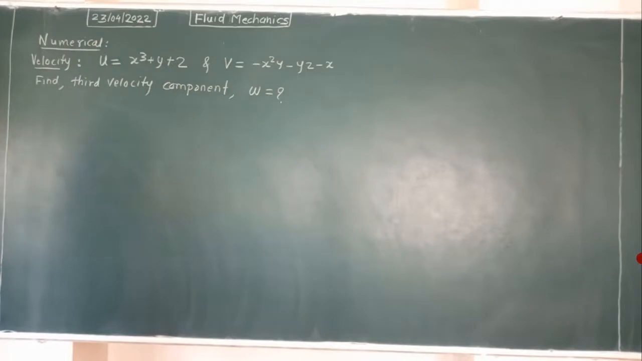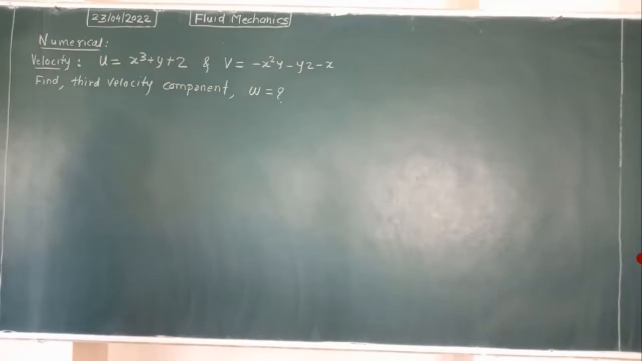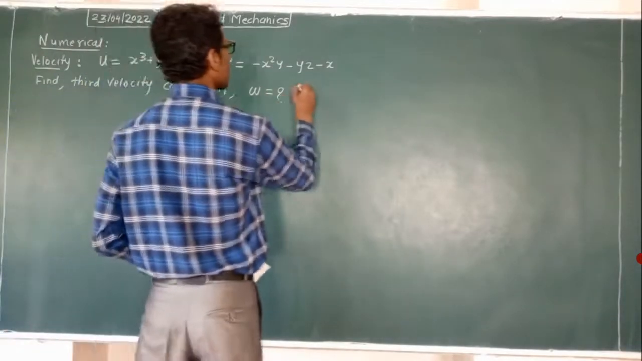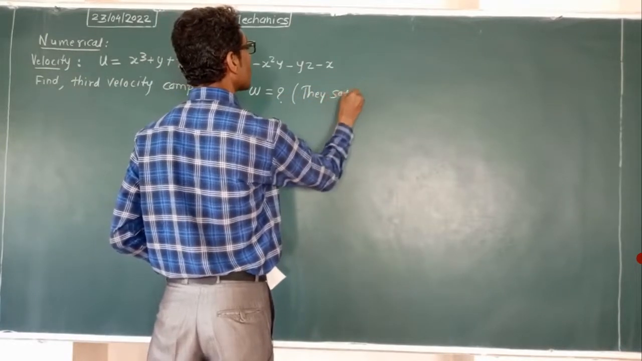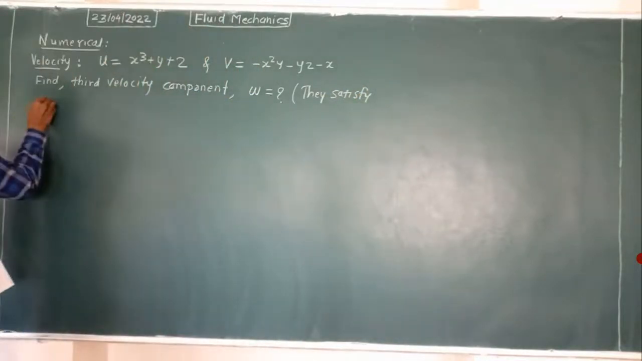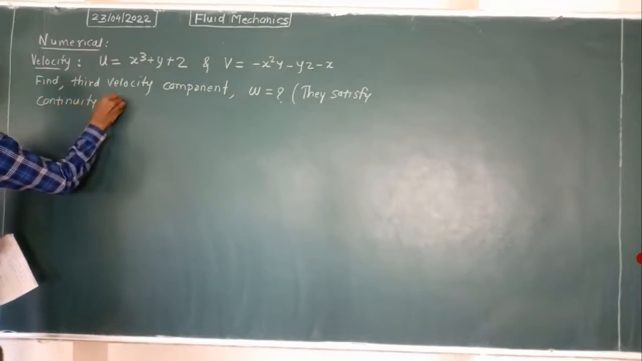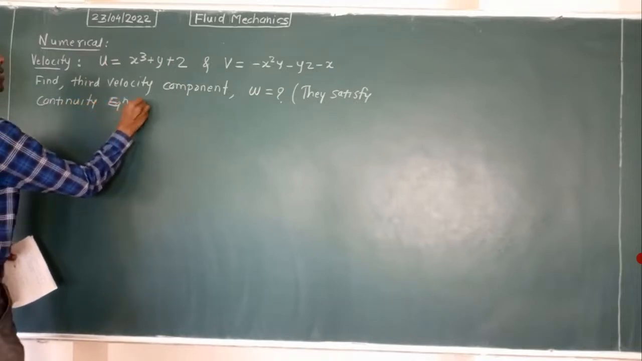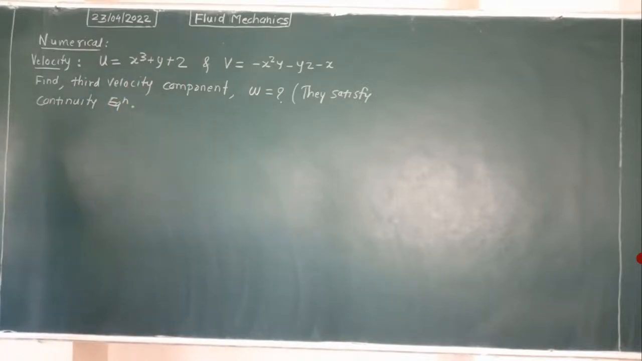How? By using the continuity equation. For this we have to write one comment, that these velocity components satisfy the continuity equation. That means we can write that the summation of the differential components is equal to 0.